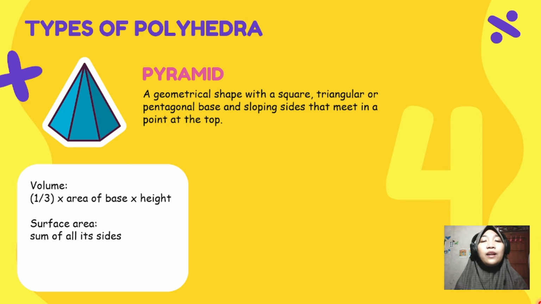This is pyramid. A pyramid is a geometrical shape with a square, triangular, or pentagonal base and sloping sides that meet in a point at the top. The formula for the volume of a pyramid is 1/3 times area of base times height. And then the formula for the surface area of a pyramid is sum of all sides area.